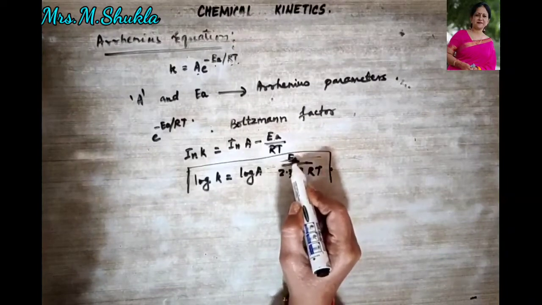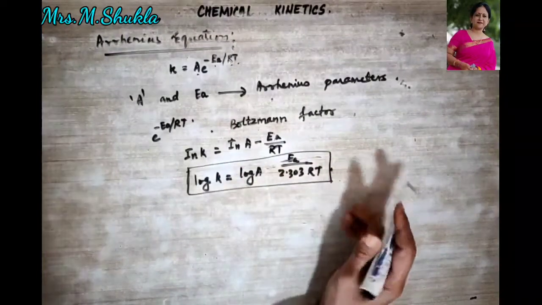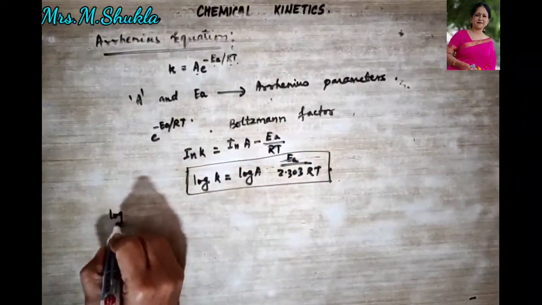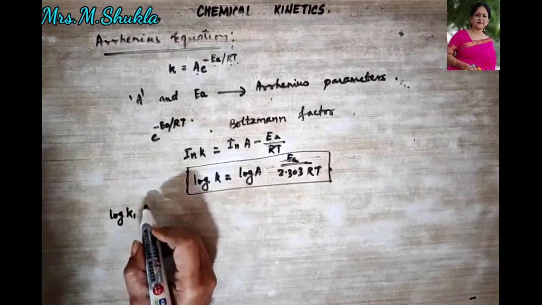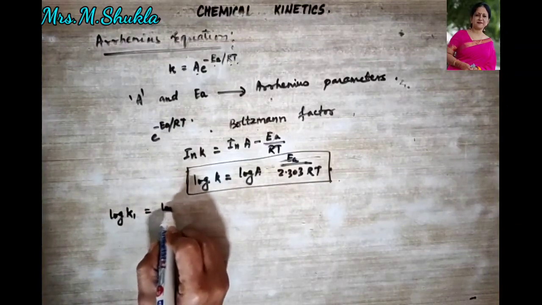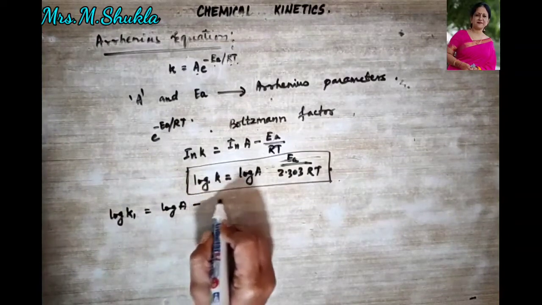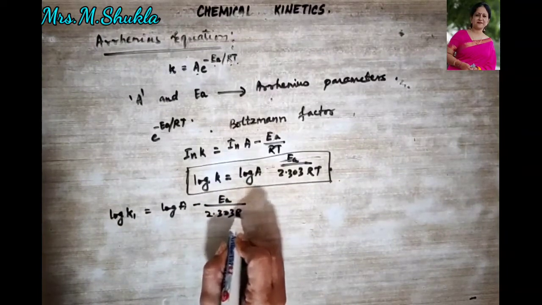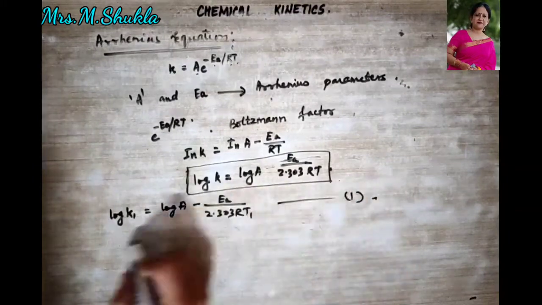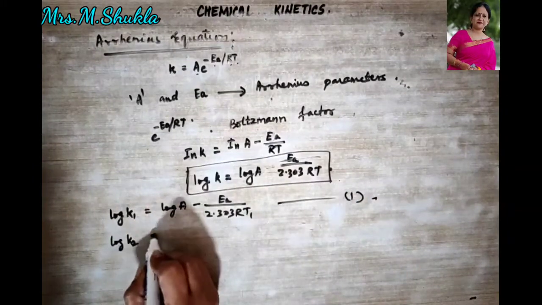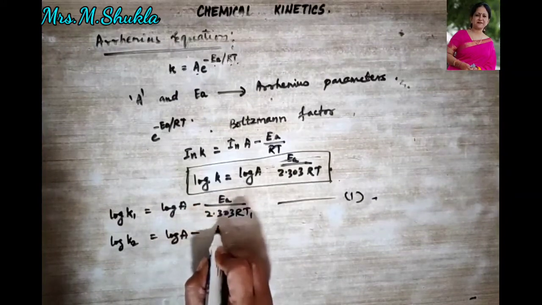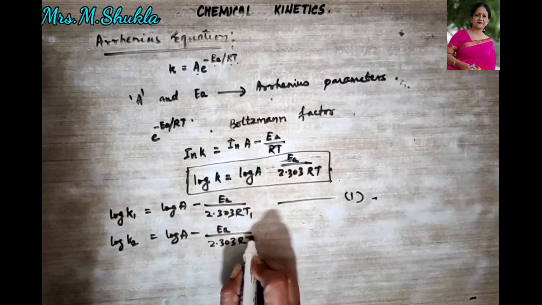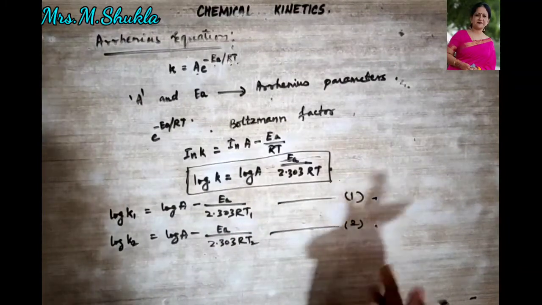This is what we get. Right? Now, for two different reactions, let us see. Suppose log K1, the rate constant for the first reaction, is equal to log A minus activation energy upon 2.303 RT1. This is for the first reaction. For the second reaction, if it is K2, then log K2 is equal to log A minus EA upon 2.303 RT2. This is the second reaction, right?